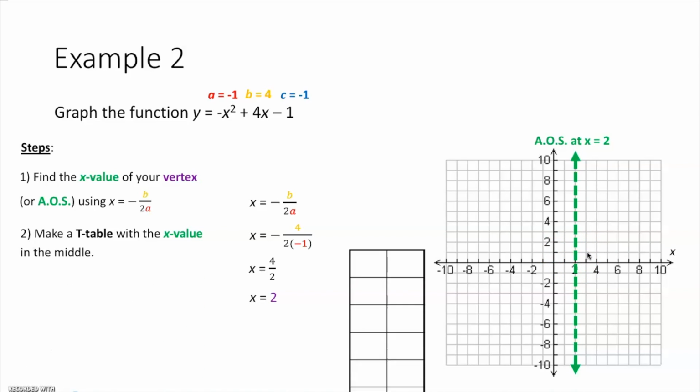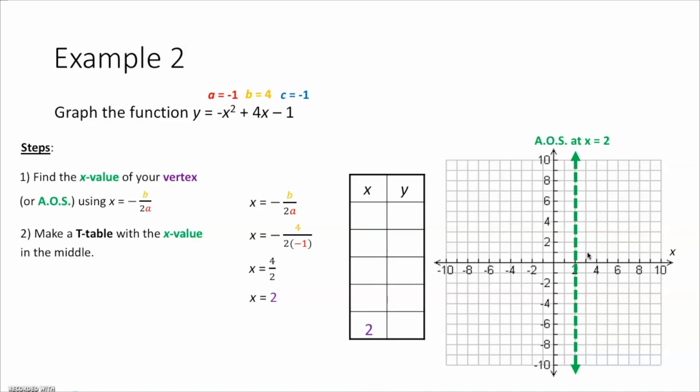We then create a t-table. Put the x value of vertex in the middle of our t-table. Pick 2 x values above that and 2 x values below that.